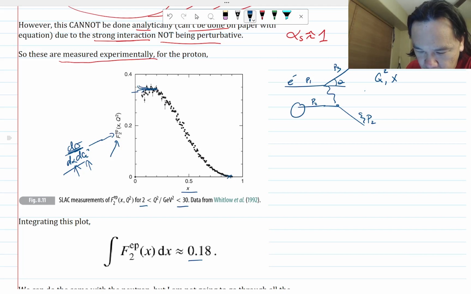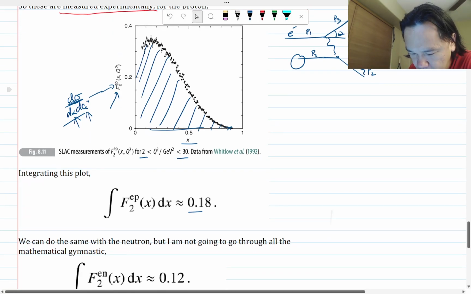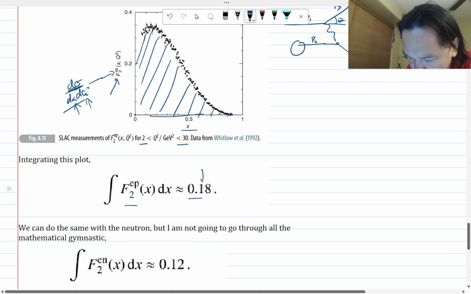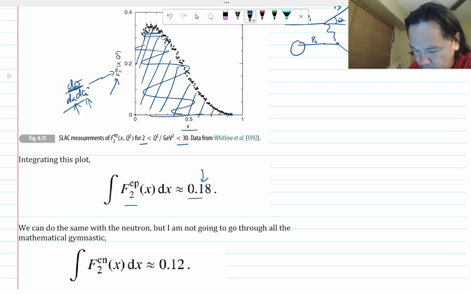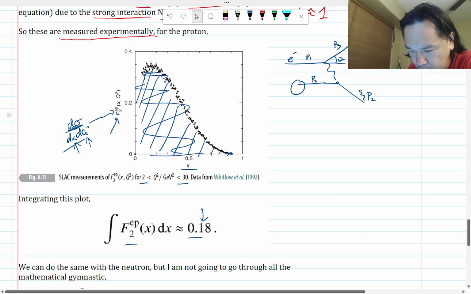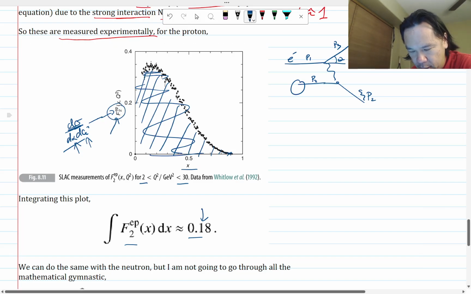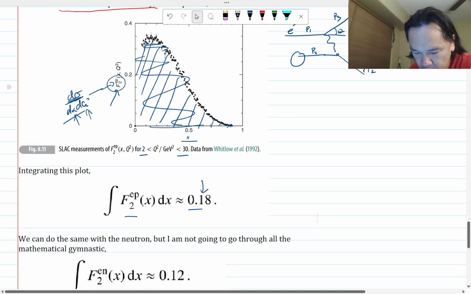This, I think, is probably just a turn-on effect. Actually, it's not that the peak is real. But the way you use this plot is you basically compute the integral under the graph. When you compute this integral, you get 0.18 as the answer. So what this is telling you is that when you're shooting protons and electrons into each other, 18% of the scattering is due to this F2 piece of the interaction.